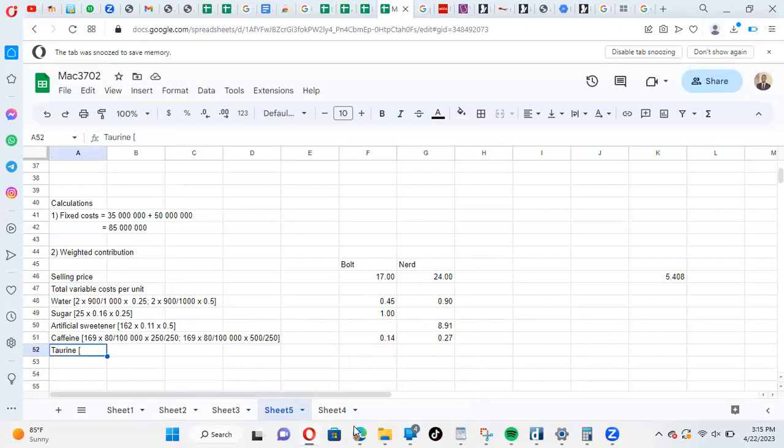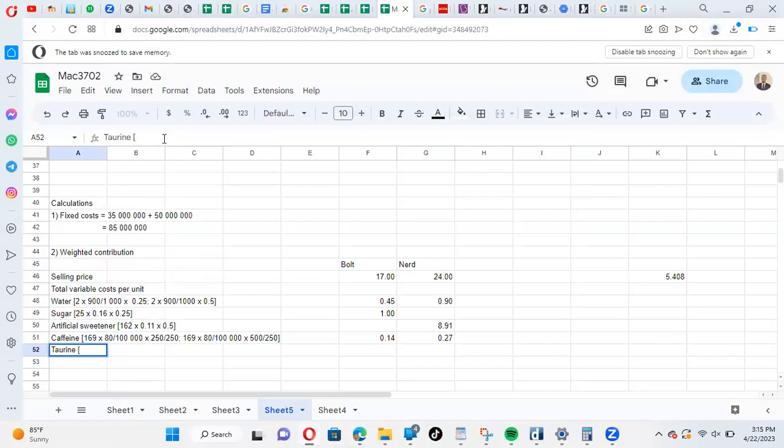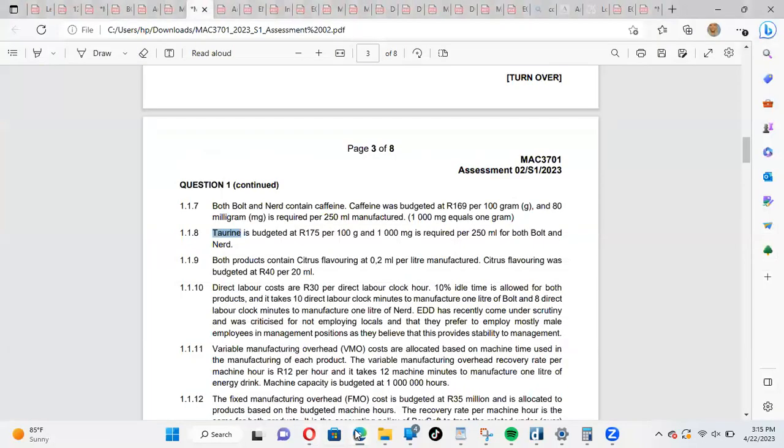Then on the taurine here, we have 175 times required per 100,000. It's divide by 100,000. So we are dividing by 100,000 and times 1,000 this time, if we convert them both to milligrams. So I'll put 1,000 divided by 100,000. Yeah?